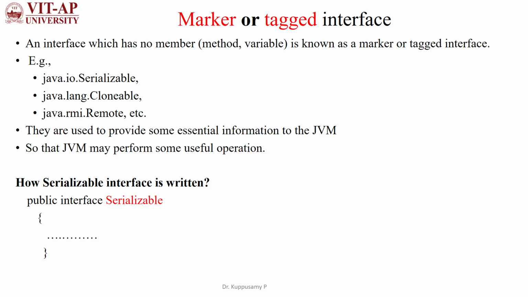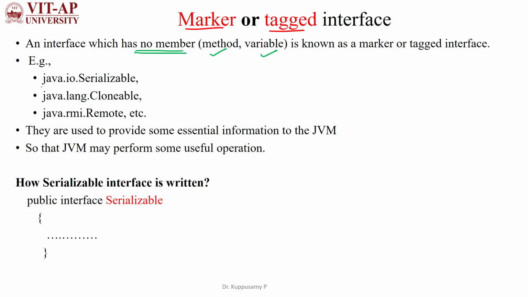Hi, welcome to the interface concept session. Here, another kind of interface is called a marker interface or tagged interface. This kind of interface will not have members, in the sense of methods and variables in Java. It does not contain methods and variables. So this kind of interface is called a marker interface or tagged interface.